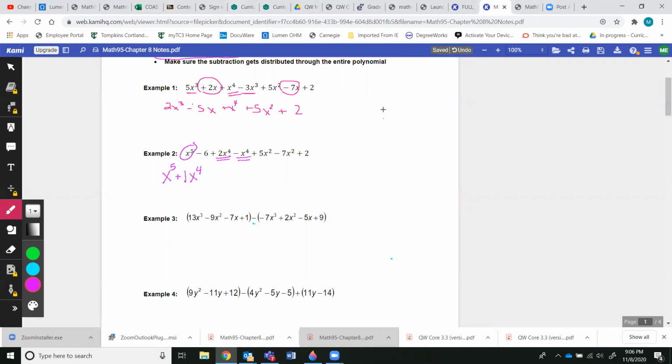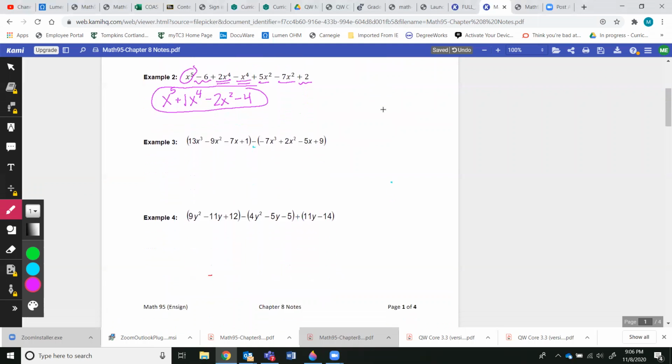We do not have any x to the thirds. We do have x squared, so 5 minus 7 is minus 2x squared. And then finally, I have negative 6 plus 2 is negative 4. Okay, I've combined all that I can. These cannot be combined because they're not like terms.